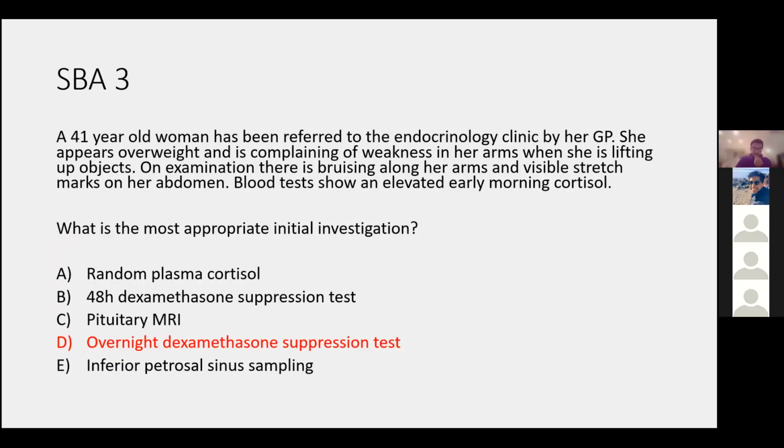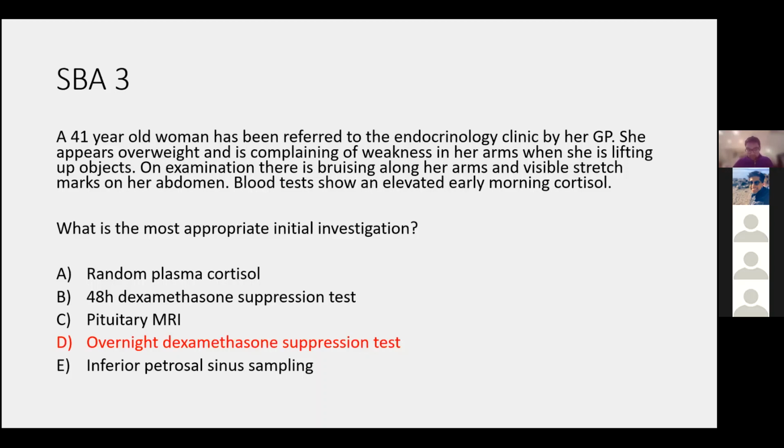So usually nowadays, what we tend to do in patients with suspected Cushing's disease based off early morning cortisol is we give them an overnight dexamethasone suppression test as the first-line investigation. And this is mainly to confirm that they have Cushing's disease. And you can tell from the features here that we're thinking along those lines. So she has some of the classical features: overweight, proximal myopathy, stretch marks, and easy bruising.